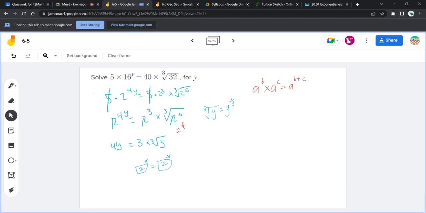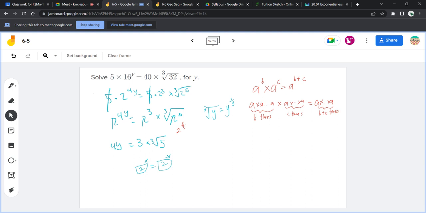Okay, if you forgot, I can explain why we need this. Let's say we have a times a times a, we have b times of a, and then we multiply a times a times a, while here we have c times. So we can simplify it as a times a times a, where we have b plus c times of the multiplication.